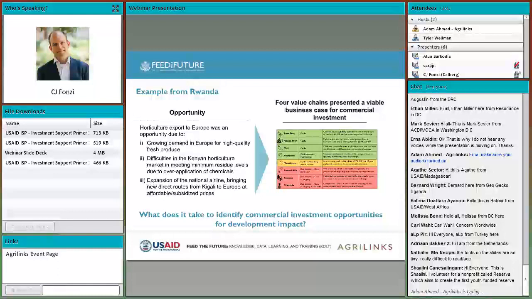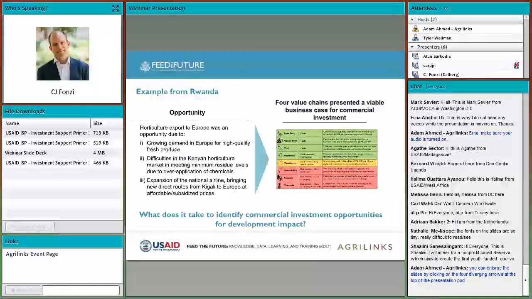roughly halfway, a little bit more than that, sort of in our later days of implementation of ISP. And it's a process that we designed and developed based on many of the learnings that we had early on through ISP. And the question that was asked was, how can we identify high-value commercial investment opportunities in Rwanda?